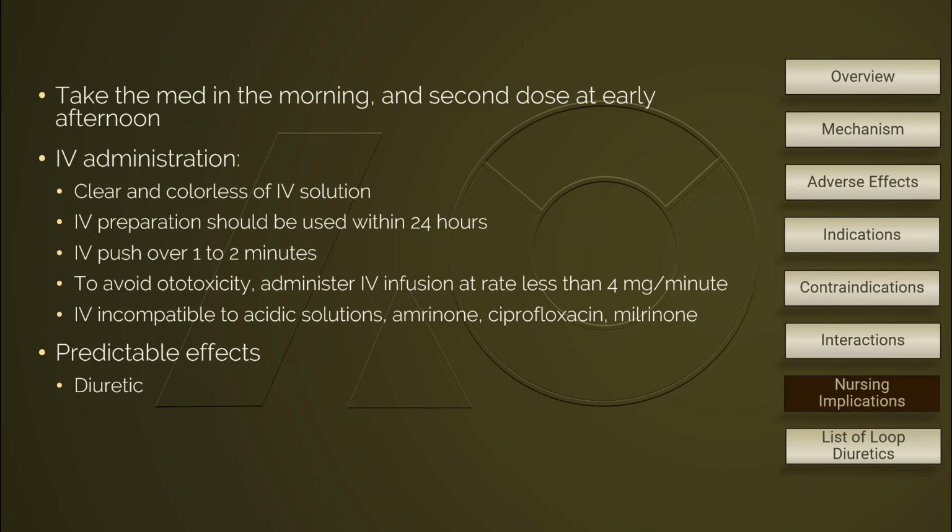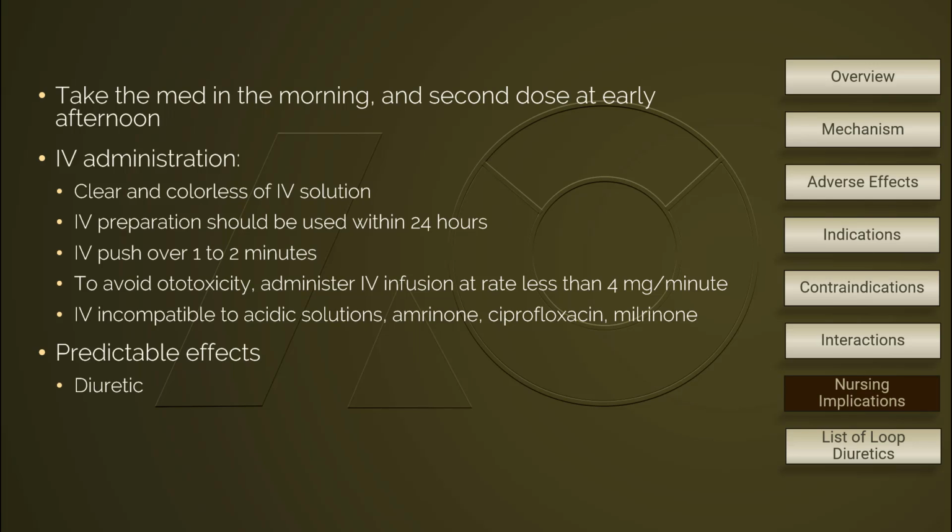When giving an IV push, administer it over 1 to 2 minutes. To avoid ototoxicity, IV infusion should be given at a rate slower than 4 mg per minute. Do not mix loop diuretic IV solution with acid solutions, amiodarone, milrinone, and ciprofloxacin. Administer IV loop diuretics apart from other IV fluid with saline flush and using a separate set of tubing.